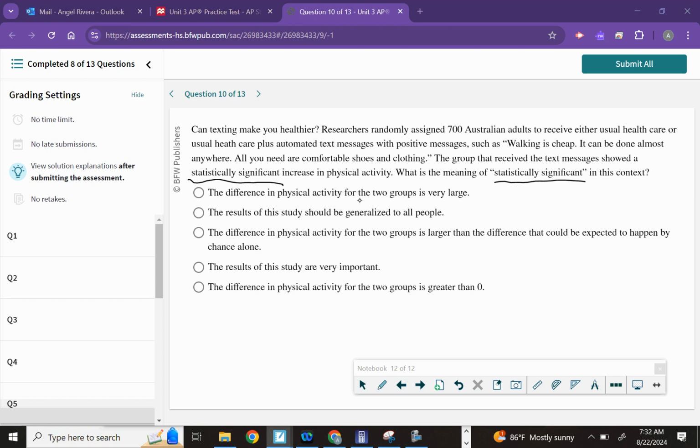The difference in physical activity for the 2 groups is very large. No, it's more than that. The result of this study should be generalized to all people. No, that always just comes back to randomization. The difference in physical activity for the 2 groups is larger than the difference that could be expected to happen by chance alone. That's the key. Larger than expected to happen by chance.